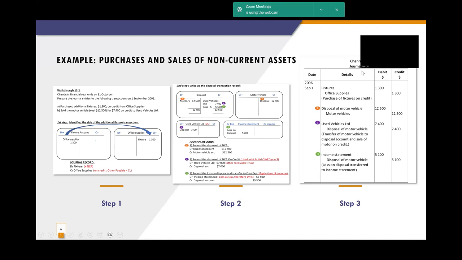This journal is actually just a guideline for you to transfer into your ledger later. They will give you guidance like where should I debit my fixture account later in the ledger record, and where should I record my motor vehicle when I sell it. I credit my motor vehicle in my ledger later. And at the end of the day, if they say year-end transfer, you will transfer to the income statement account.